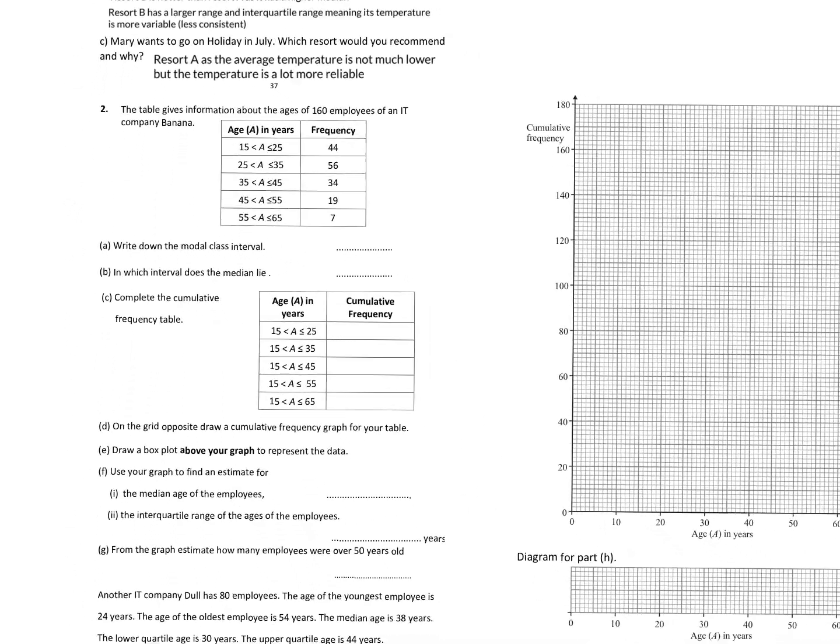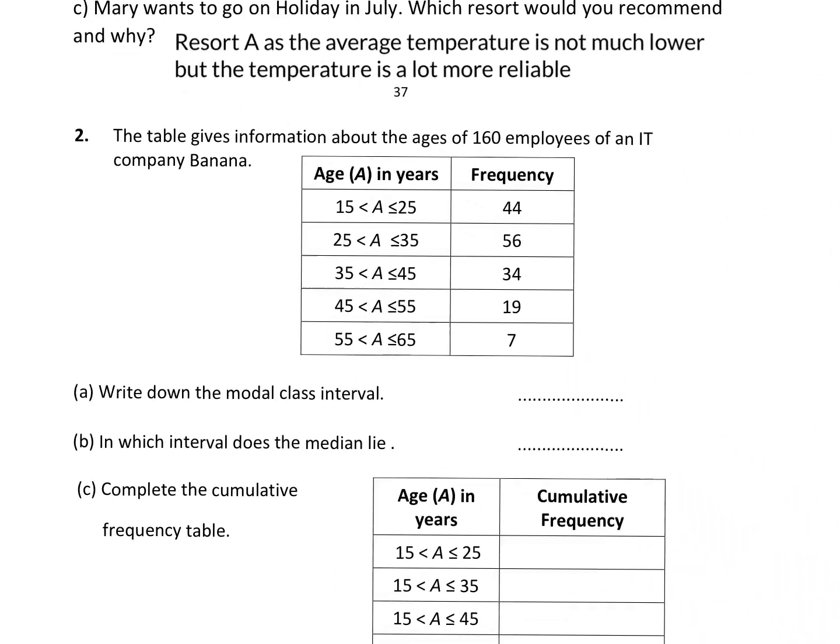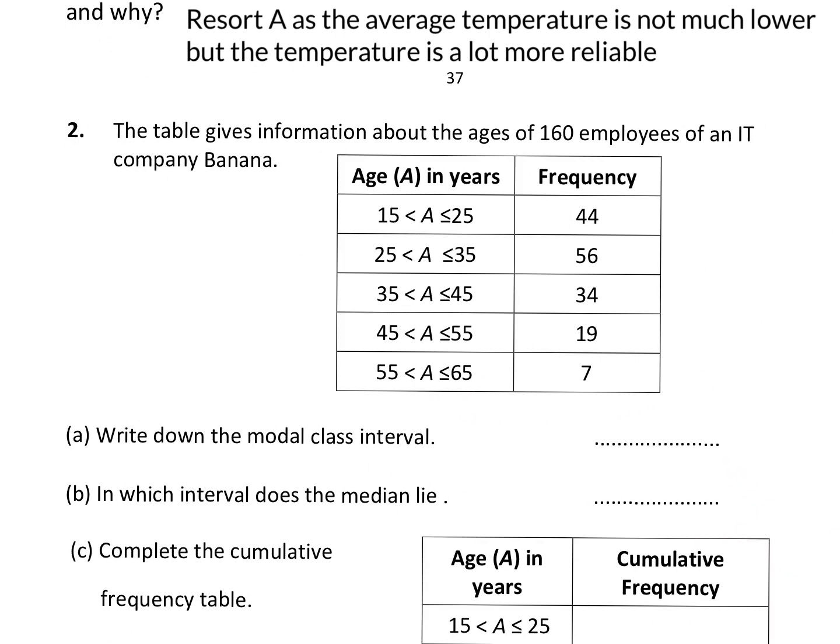Okay, question 2. We've got a table to get into a cumulative frequency and then box plots. So the table gives information about the ages of 160 employees of an IT company, Banana, and it's all there for you to see. We have to write down the modal class. That's the most frequent class, so we were looking at this one here. That's the highest frequency, and that is the class we want to use in our answer.